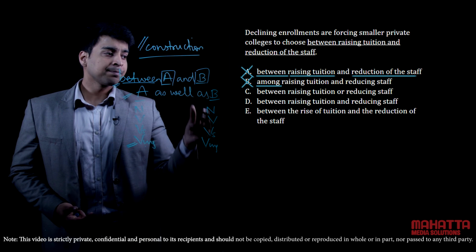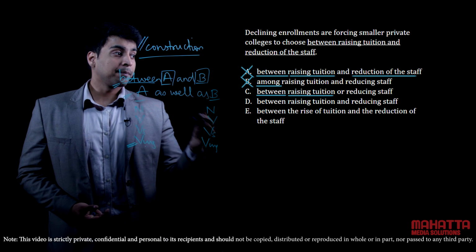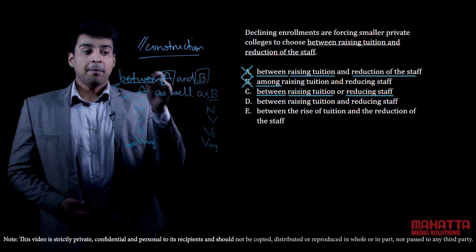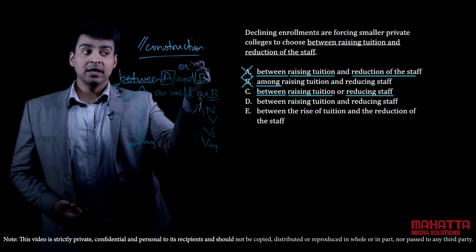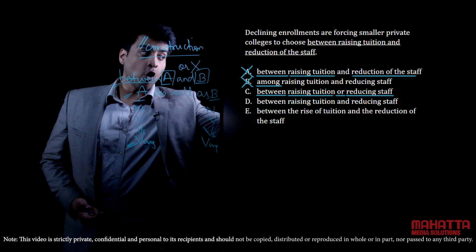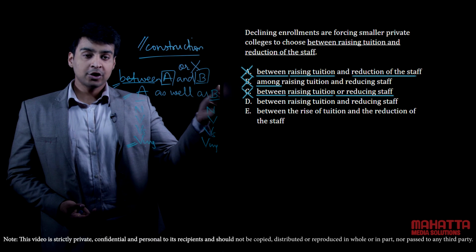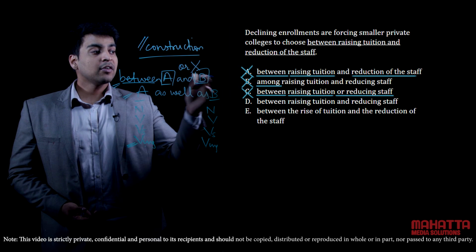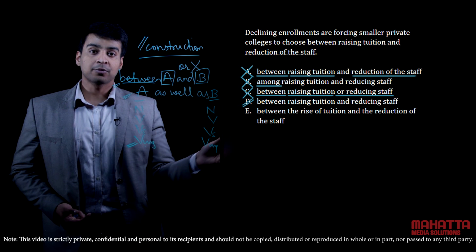Do so very mechanically. So after the word between, I've got raising tuition, which is a verb, ing form. And then I've got reducing staff, which seems parallel. But between A and B is a structure. You cannot break it and say between A or B. This would be wrong. And that's the mistake that C makes. The structure here is between or, which is not acceptable in GMAT. Moving on to D now. Between raising tuition and reducing staff, between A and B structure, verb ing parallel with verb ing seems like a pretty good option.